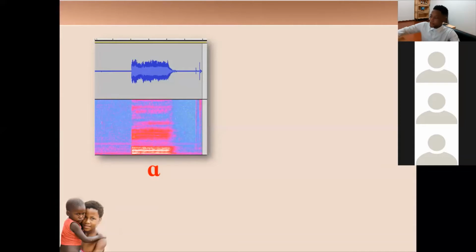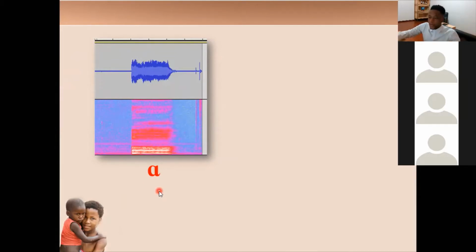Okay, so this is me saying the R vowel using the Audacity program, the Audacity software. So here you can see the amplitude. The part which is on the top, that is the amplitude of the sound, the physical image of the sound. And what is below the amplitude, that is called the spectrogram.